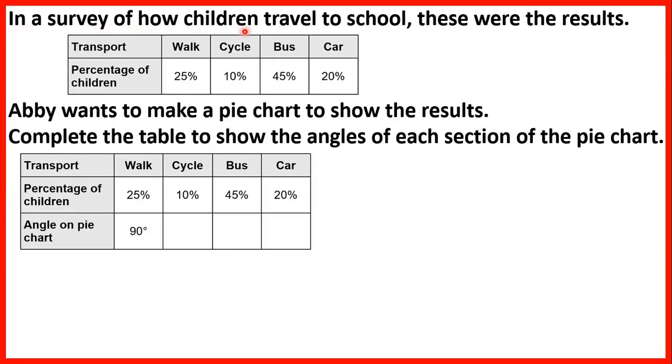In a survey of how children travel to school, these were the results. Abby wants to make a pie chart to show the results. Complete the table to show the angles of each section of the pie chart.